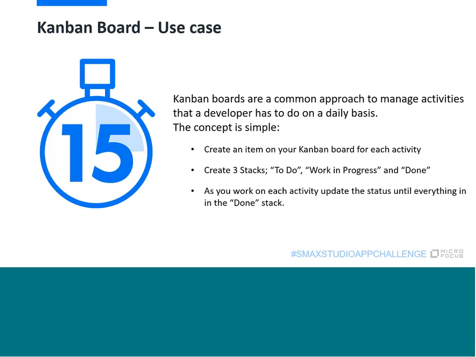Have three stacks. In a typical Kanban way, you have a to-do, a work in progress, and a done. So how am I going to manage the activities through that process? As I work on each activity, I can update the status until everything is done, moving it from to-do through to done. I've got a demonstration that I'm going to go through.